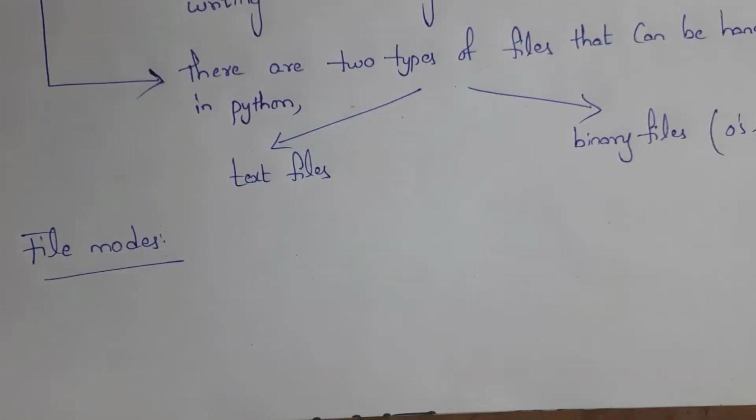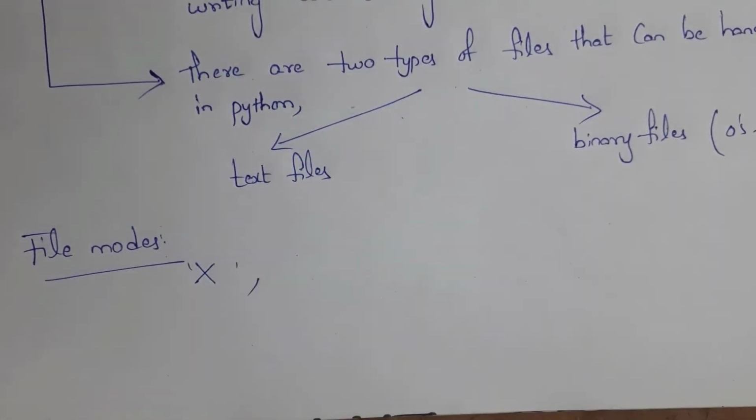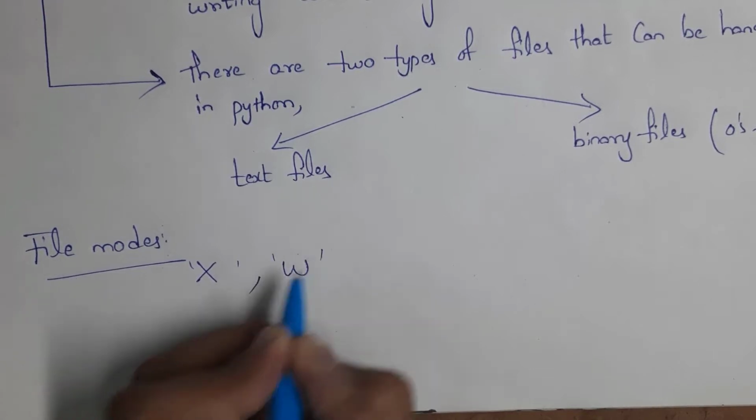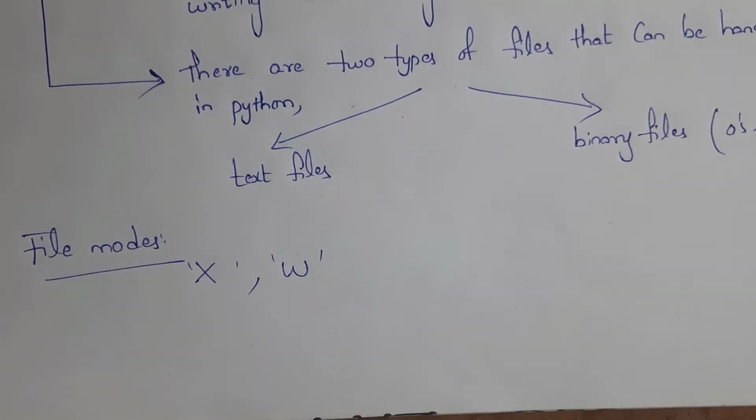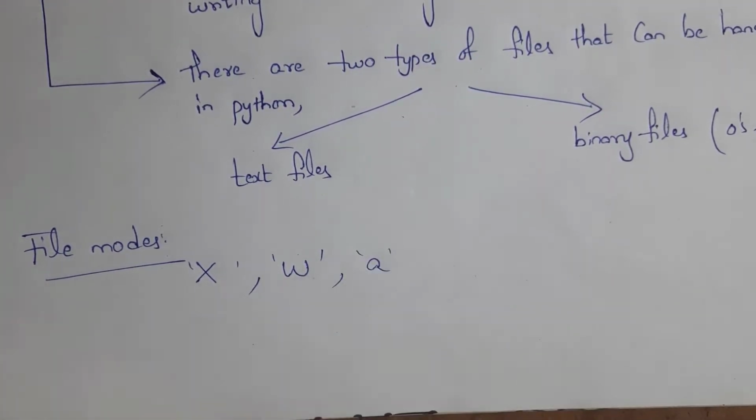Next, I will explain Python file modes. If you want to create a new file, then you need to use X mode. By using X mode, we can create a new file. If the file is already present in my system, then it will display an error. Next, I will explain what is the use of W mode. W stands for write. If you want to add any text into your file, then you need to use write mode. Next one is A, that is append mode.